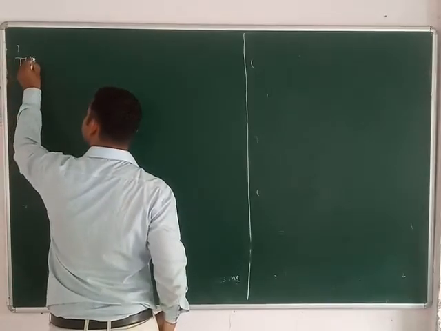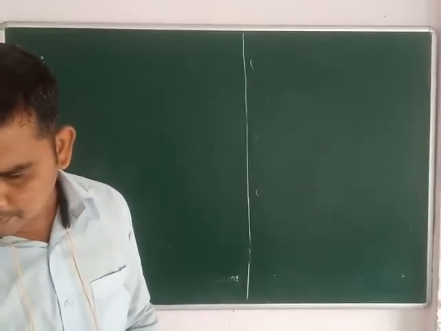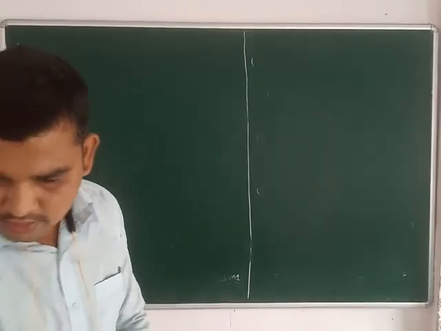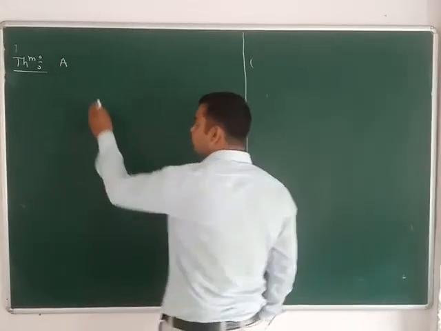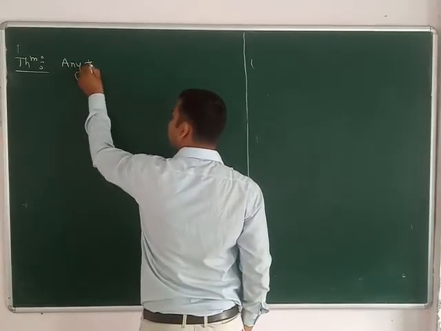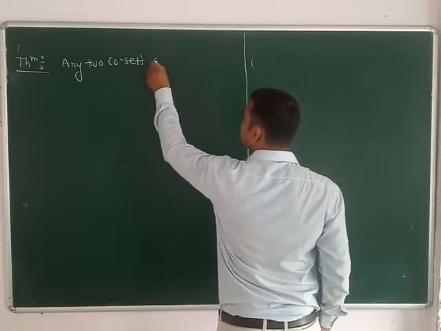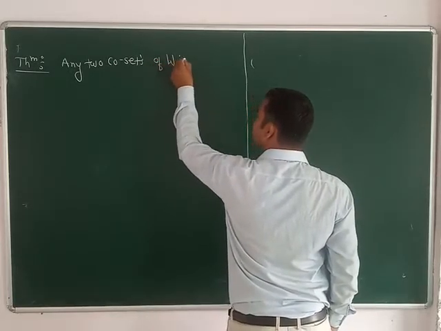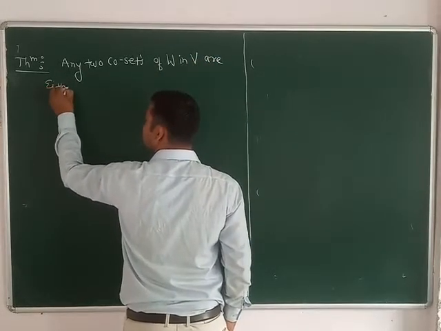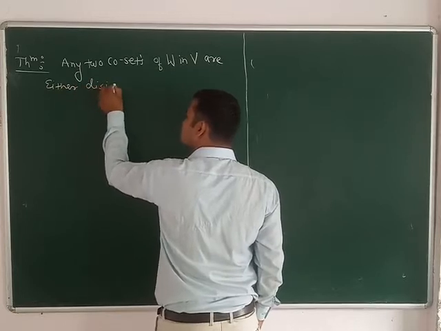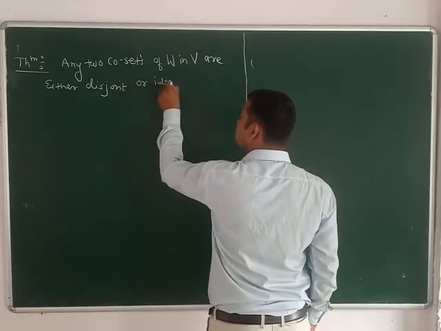Now we will discuss the theorem. The first one: any two cosets of W in V, for a vector space V, are either disjoint or identical.